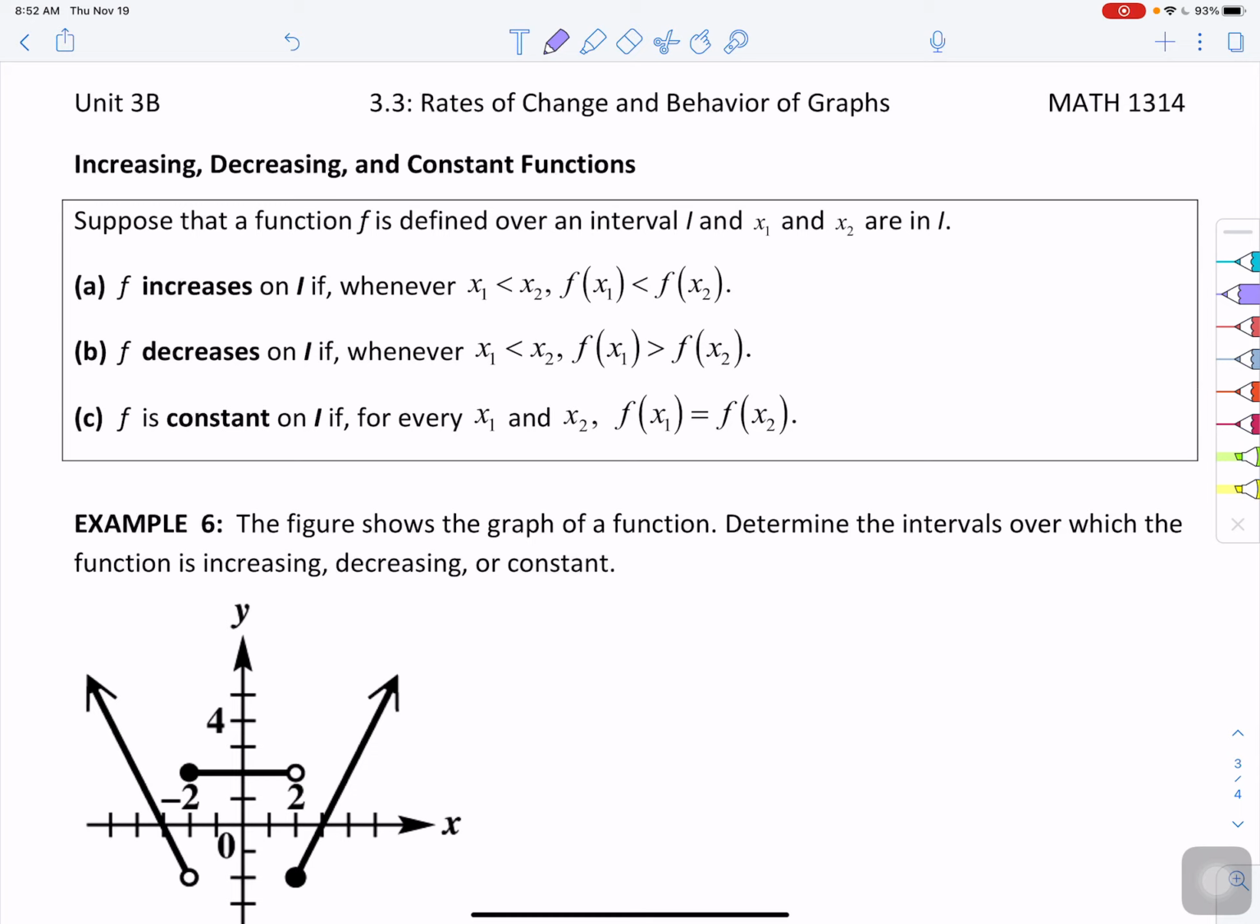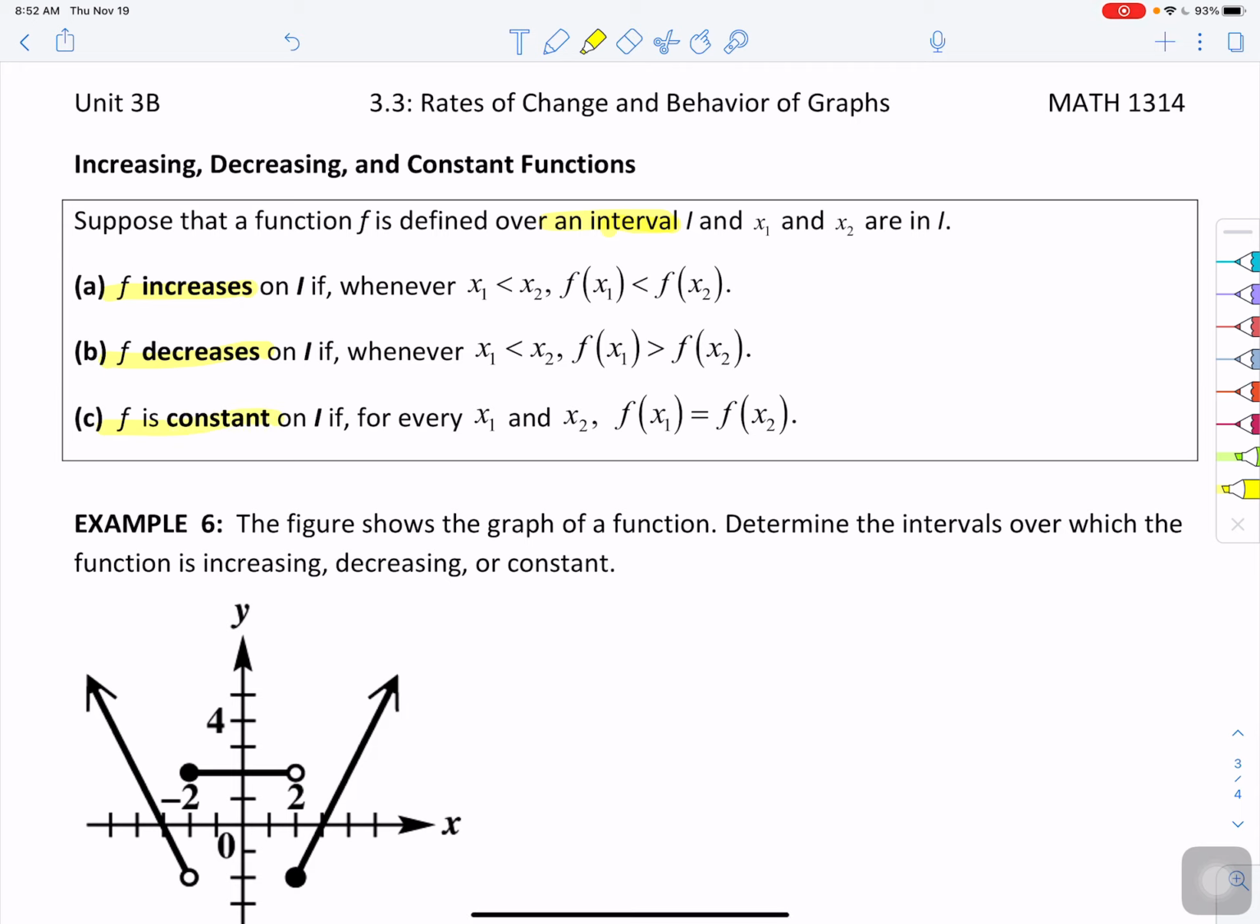This is section 3.3, part 2, rates of change and behavior of graphs. We're going to begin talking about how to describe where a function increases, decreases, and is constant. And what we do is we give that interval in interval notation, okay? And that interval will identify where f increases, decreases, or is constant, okay?